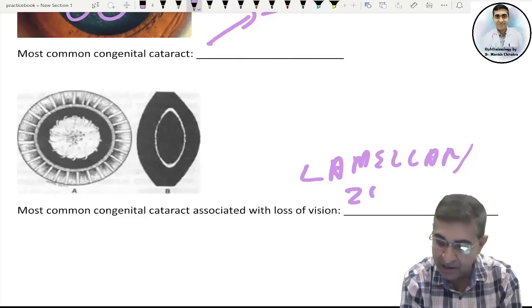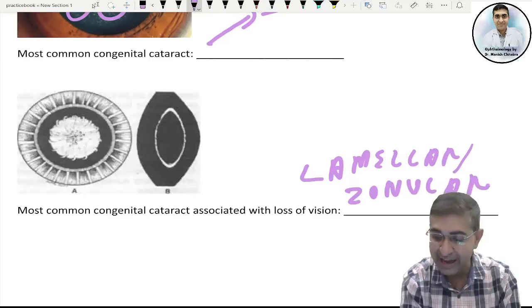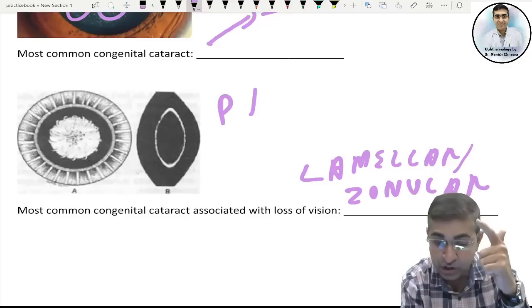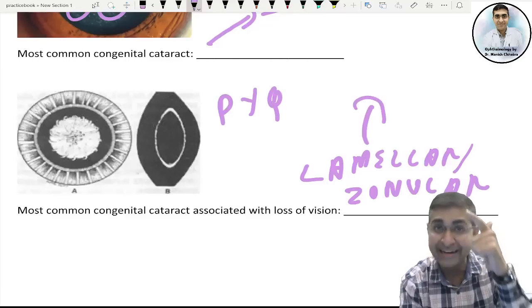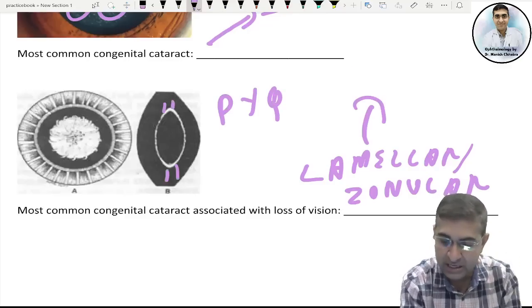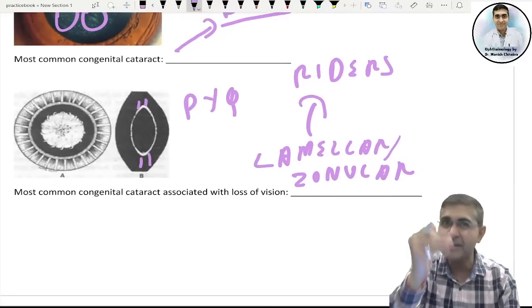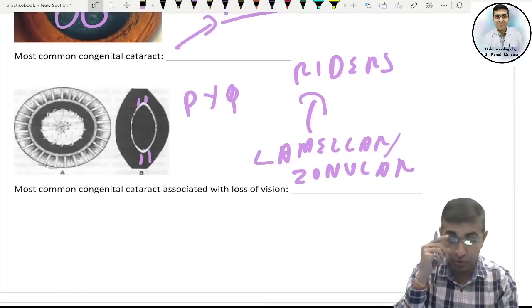Okay. Lamellar or zonular cataract. You can call it as lamellar cataract, you can call it as zonular cataract. Your previous year question, in lamellar or zonular cataract, you are typically going to see, what are these? These are known as riders. You are typically going to see riders at the periphery in lamellar or zonular cataract.